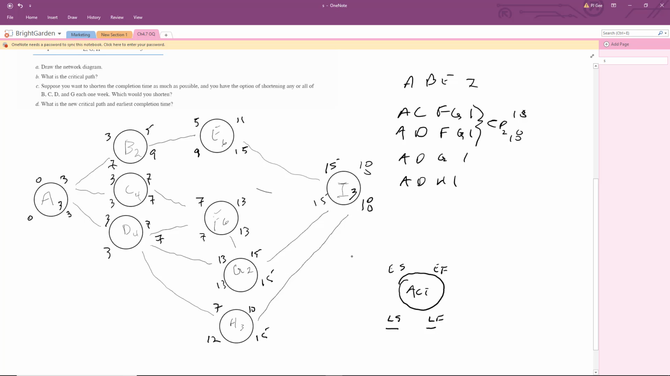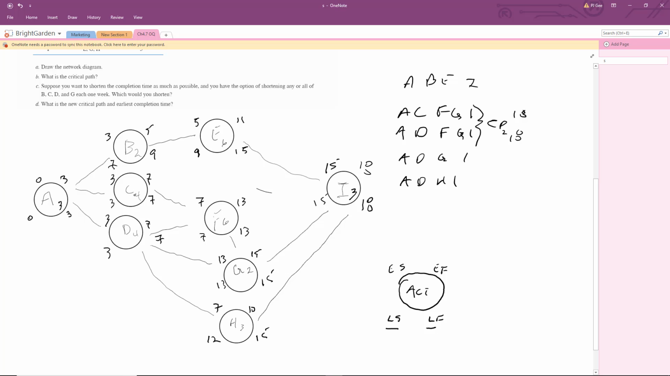Okay, so now we take a look at C. Suppose you want to shorten the completion time as much as possible, and you have the option of shortening any or all of B, C, D, G. Which would you shorten? Okay, so this is going to be a question about, are we on the critical path or not? It doesn't help us to shorten B at all because it's not on the critical path.